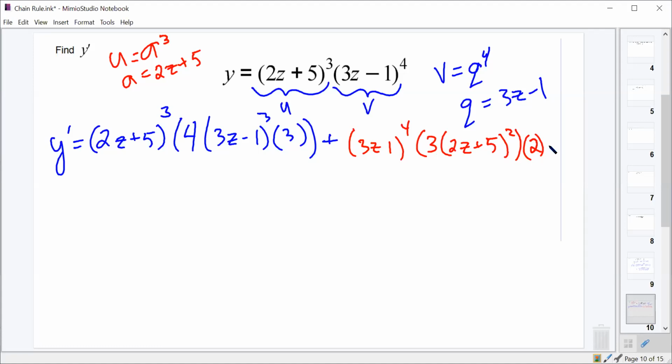How did you get the 3 in the 4 times 3z minus 1 cubed times 3? Right, so we were taking the derivative of v, taking the derivative of 3z minus 1 to the 4th. So we wrote that as v equals q to the 4th because we need some variable, right? Q to the 4th with q equal to 3z minus 1. So the chain rule says derivative of v is 4q cubed, and then times derivative of q, derivative of 3z minus 1 is 3. So that's where that 3 comes from. All right. Good? Yep. Okay. Anybody else questions on that?